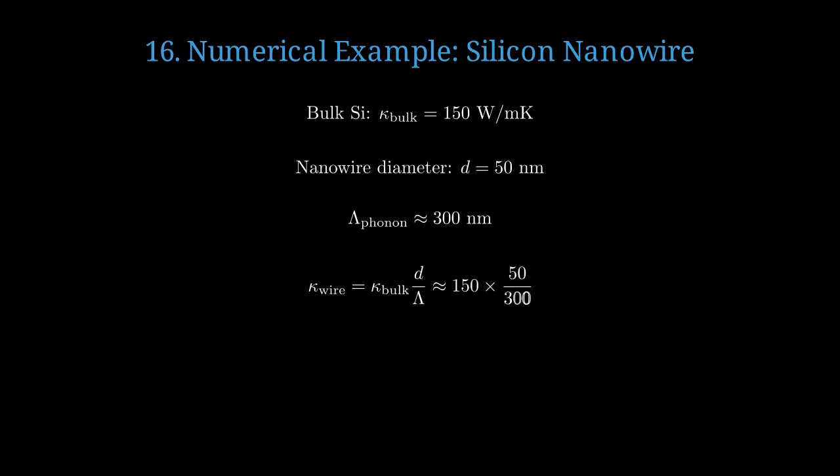Nanowire conductivity approximately equals bulk conductivity times d over lambda, giving 150 times 50 over 300. This gives us a nanowire thermal conductivity of approximately 25 watts per meter Kelvin.